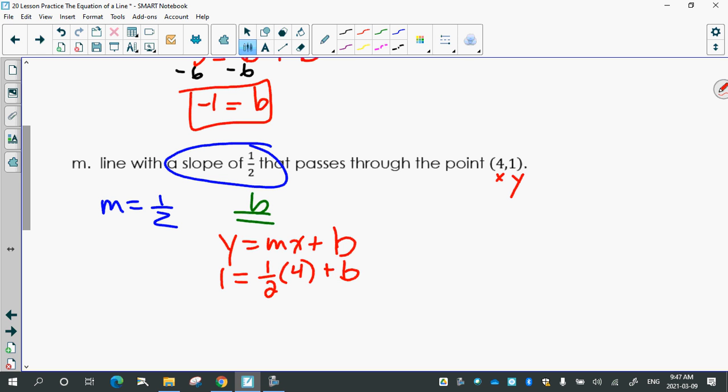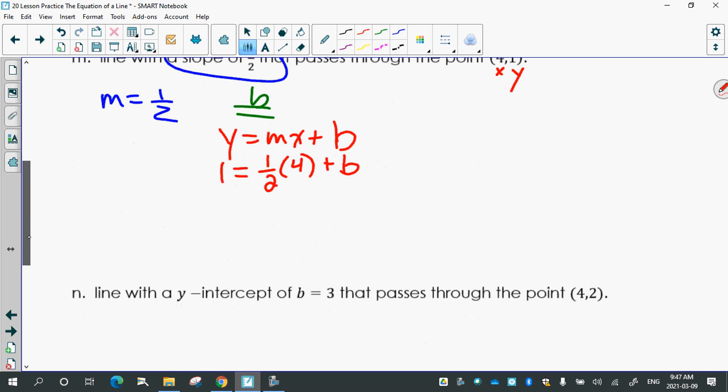Yep. Can we change that half to that's more? You can, because it's a perfect one, okay? So here we would go, half times 4 is 4 over 2. But again, 2 goes into 4, so you can do 4 divided by 2 is 2, instead of having a fraction. And then to get b by itself, you would subtract 2 on both sides. And you get b is negative 1.